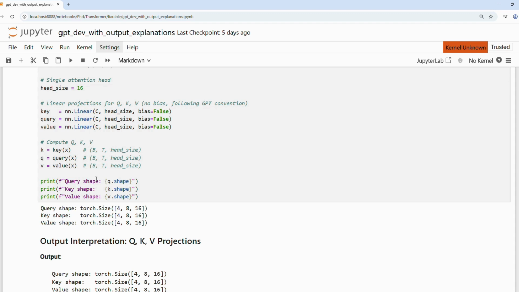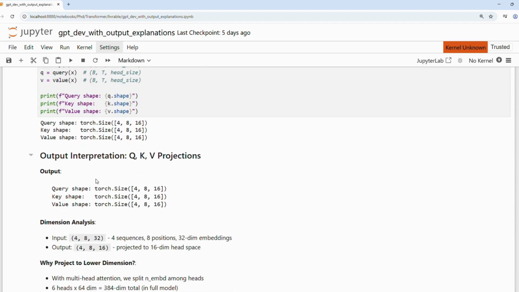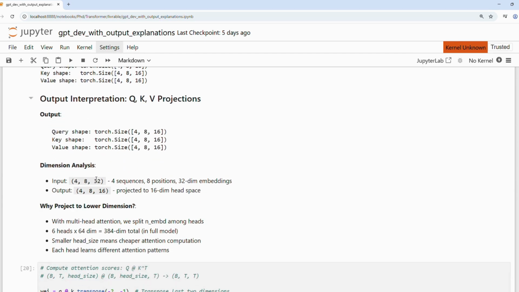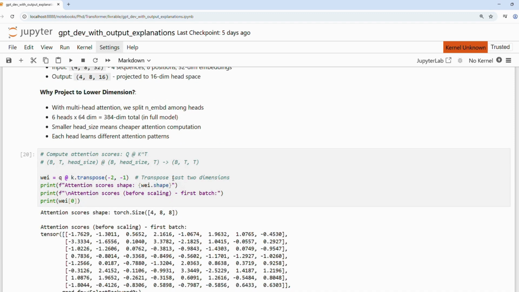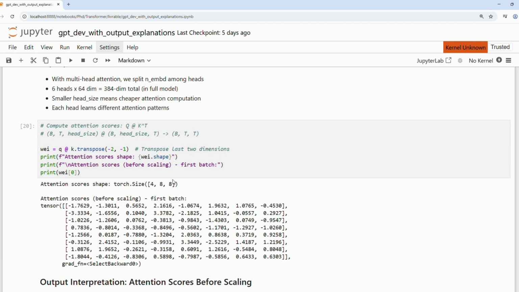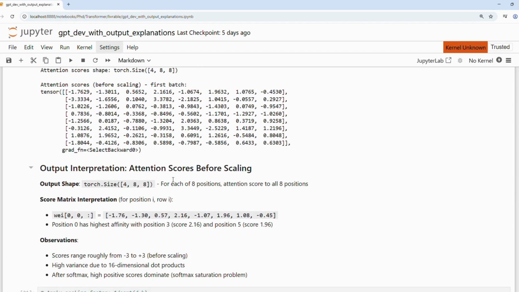The scaling factor of 1 over root d_k is crucial. Without it, when the head dimension is large, the dot products can become very large in magnitude. Large values pushed through softmax saturate to near 0 or near 1, essentially becoming a hard argmax. The scaling keeps the scores in a moderate range, where softmax produces well-distributed, informative attention weights. This is a subtle but critical detail for stable training.